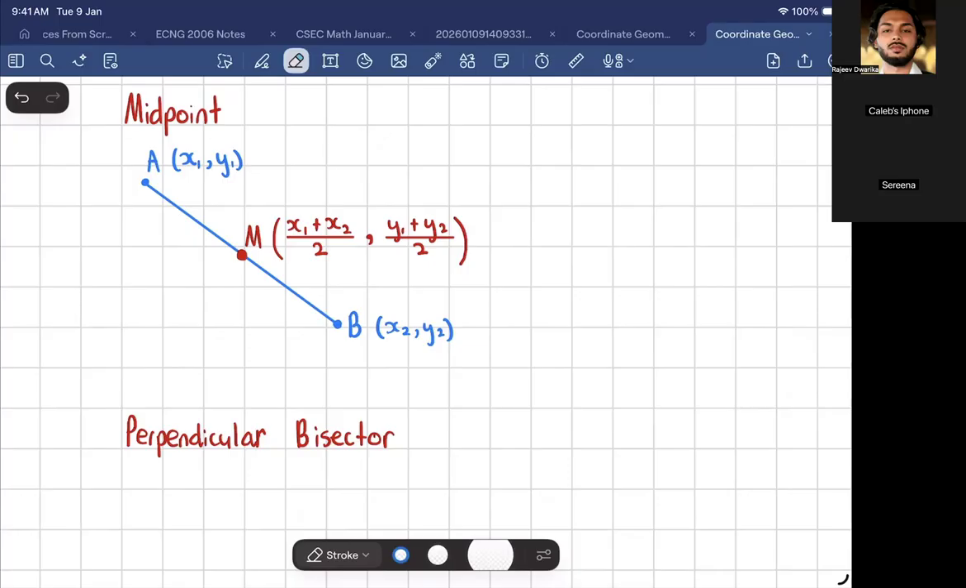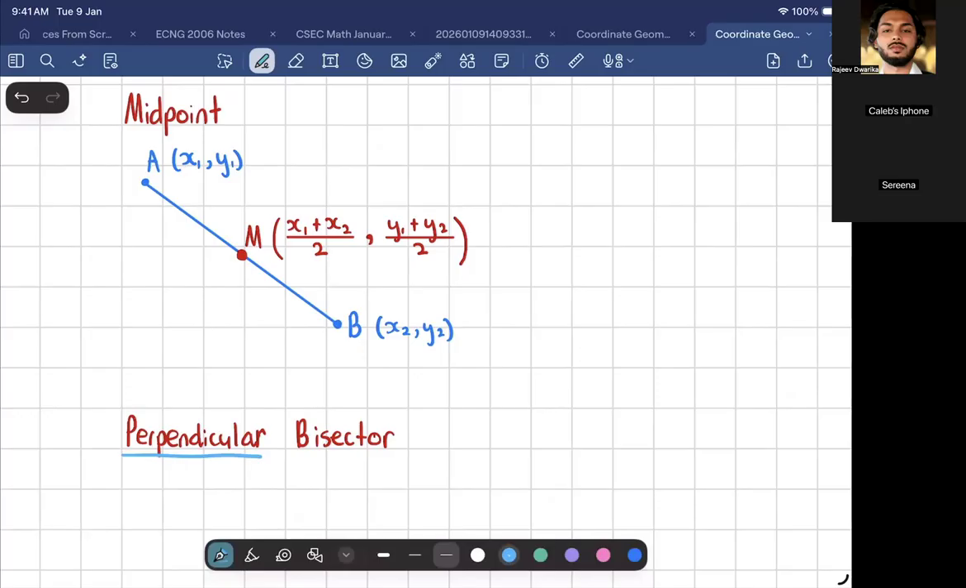And when you hear the word bisector, you think that you're doing what? Not quite. Bisector just means cutting something in half, right? So perpendicular means 90 degrees too, and bisector means cutting in half.